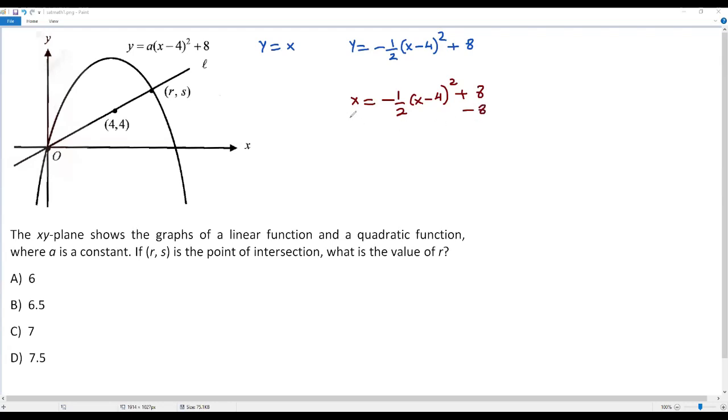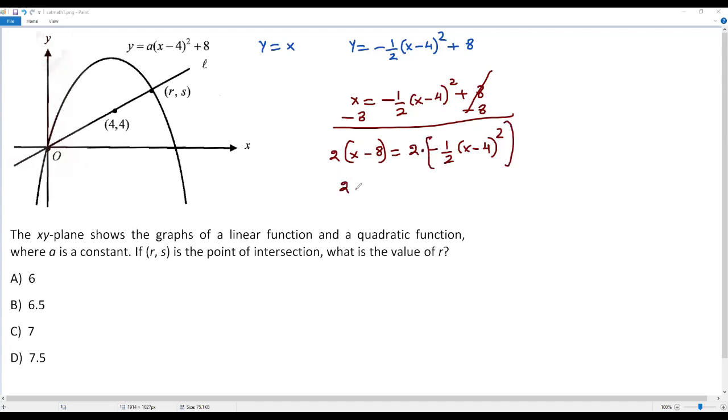Okay, let me subtract 8 from both sides. When I do so, this positive 8 and negative 8 will cancel out. Then I'm getting x minus 8 equals negative 1 over 2 times (x minus 4) the whole square. Now let me multiply both sides of this equation by 2 to get rid of the denominator 2. Then we get 2x minus 16 when you distribute this 2 to this x and 8, and here this 2 will cancel. Then I'm getting negative 1 times (x minus 4) the whole square.